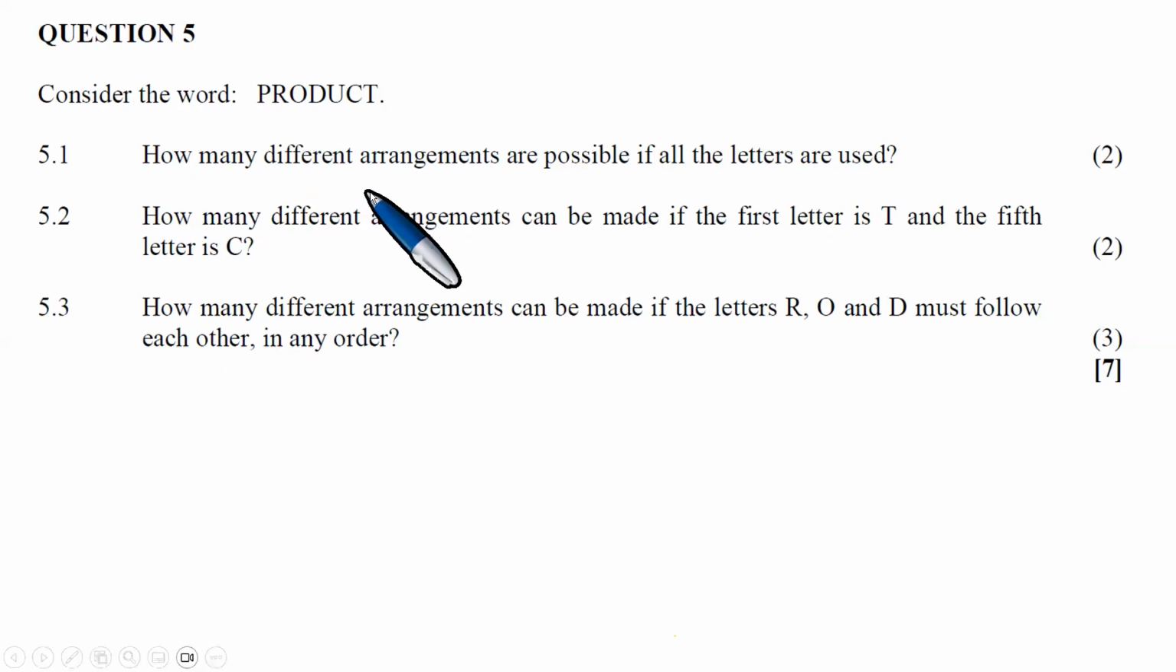We need to know how many different arrangements are possible if all the letters are used. We want to form arrangements. So we are learning arrangements. So besides probability, we need to know arrangements. How many different arrangements can be made if the first letter is T and the fifth letter is C? How many different arrangements can be made if the letters R, O, D must follow each other in any order? Okay, let's understand and solve the problem.